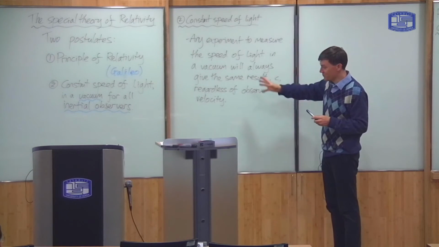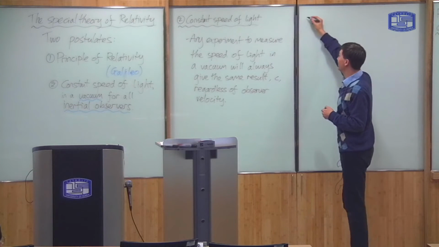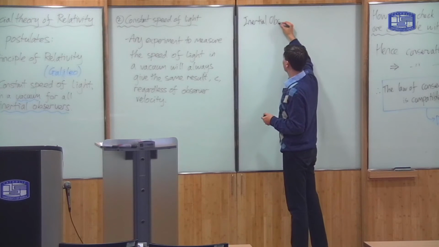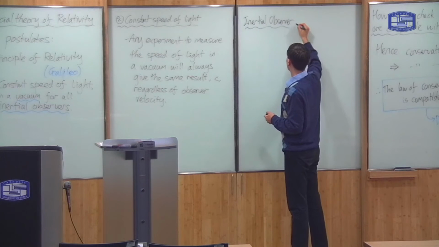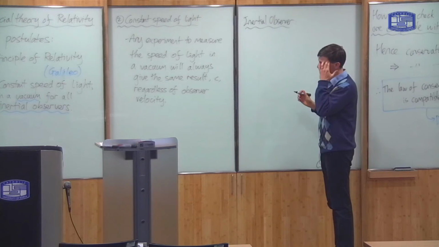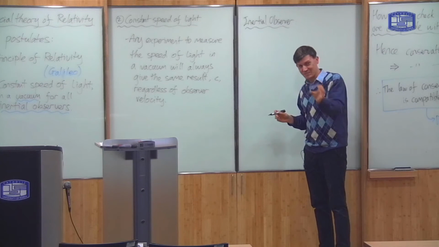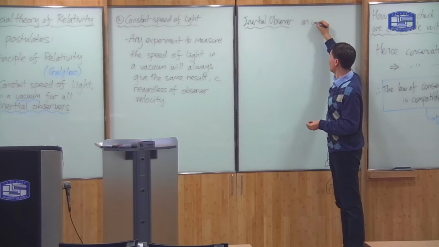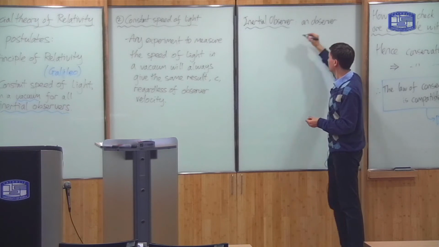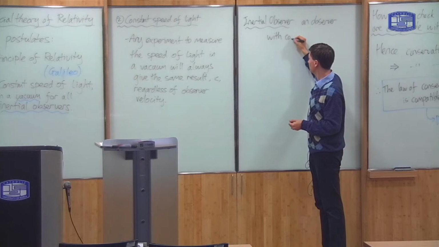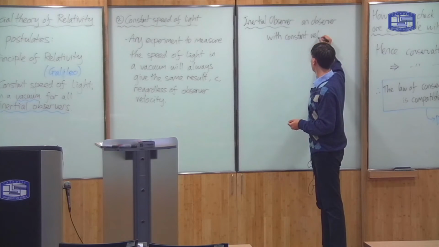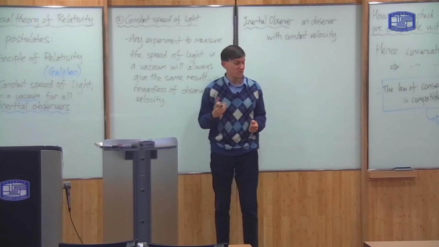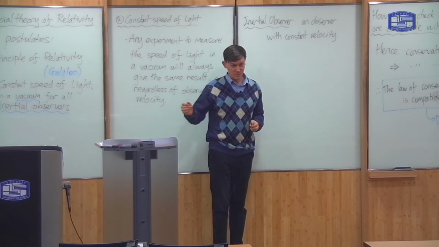Okay. However, there are a few issues with it which I want to talk about now. So the first thing we have to specify is what is meant by an inertial observer. The meaning in special relativity and general relativity is a bit different. In special relativity, it simply means an observer with a constant velocity. So any observer with a constant velocity in special relativity is described as an inertial observer.